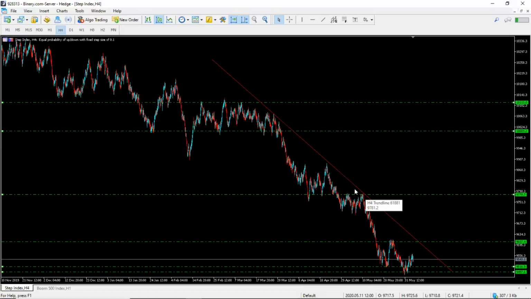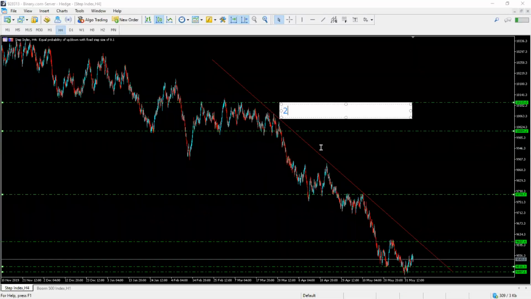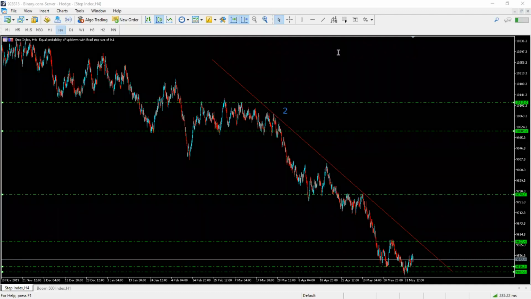Okay, so you put this into consideration, as this is point 1, this is point 2. Sorry, here it's not. This is point 1, and this is point 2. Then your entry is at point 3. Okay, your entry is at point 3. Since the market is in a downtrend, your main focus is on selling.